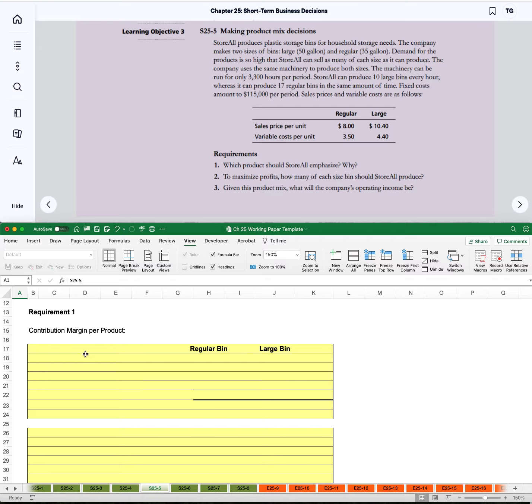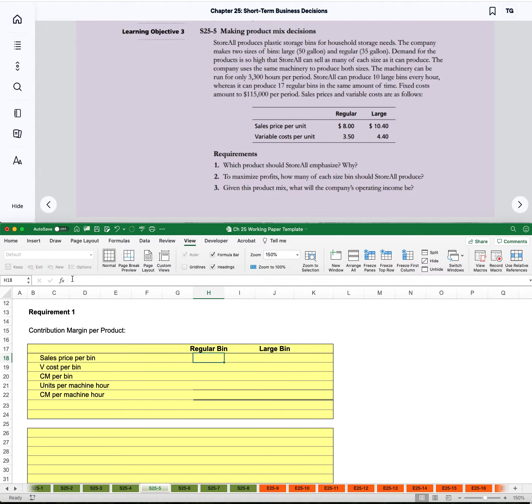And so we're going to start by looking at the contribution margin per product. So I'll type here sales price per bin less the variable cost per bin is going to give us contribution margin per bin. Then we'll consider the units per machine hour to get the contribution margin per machine hour.